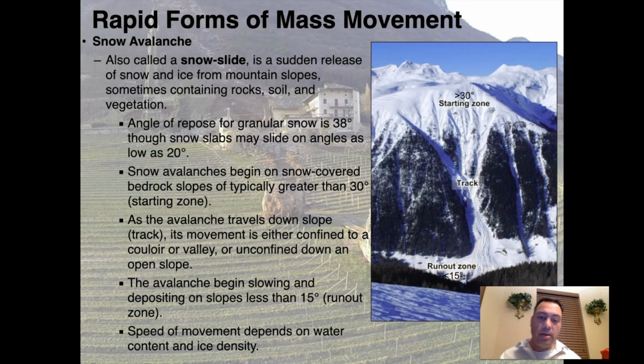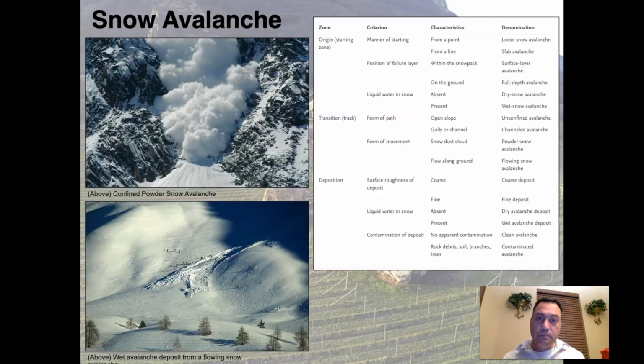And the speed of movement depends on the level of water content and ice density. Does that sound familiar? Yeah, just like landslides, right? The density of the material and the amount of water plays a major role in how far and how it all moves, whether it's going to be a flow or whatever it's going to be. So that's the reason why I have it in here, because it has a lot of very close parallels with the way that landslides work.